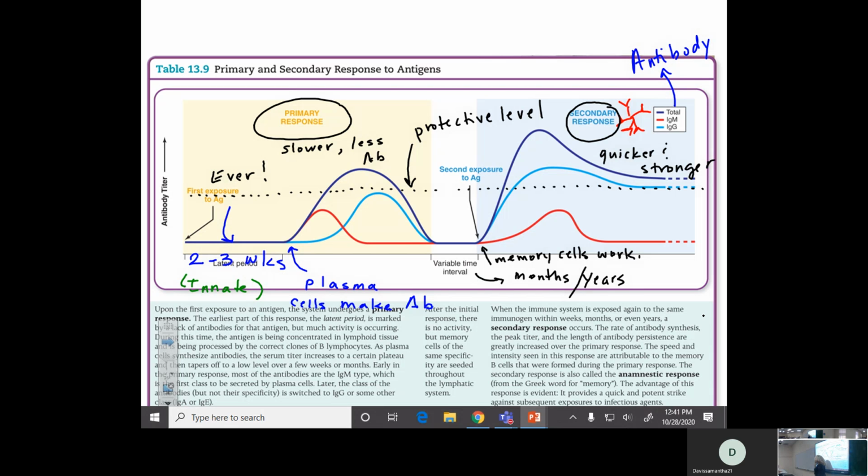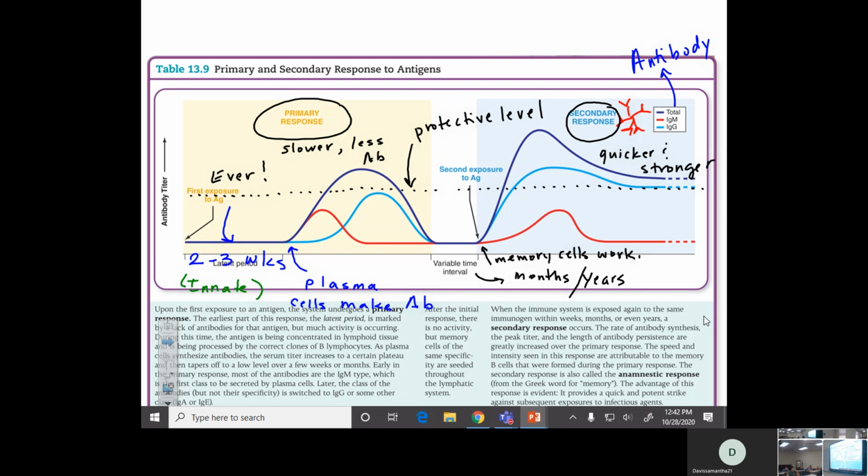This is the concentration, or the titer, of antibodies. This is time. And what you need is the dark blue line, first exposure, second exposure. You have to make sure that the first bump of antibodies is slower and smaller than the second one. See how this is faster and taller? Then that would be a good graph. So you need the antibody titer, the primary response, the secondary response, the lines, and then the latent period and the variable time interval, like those five things.